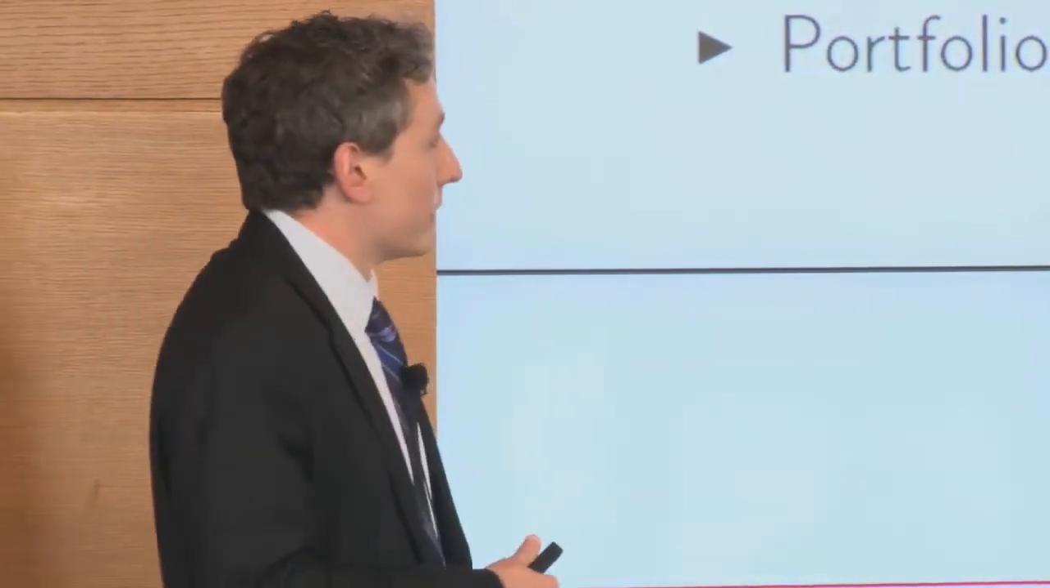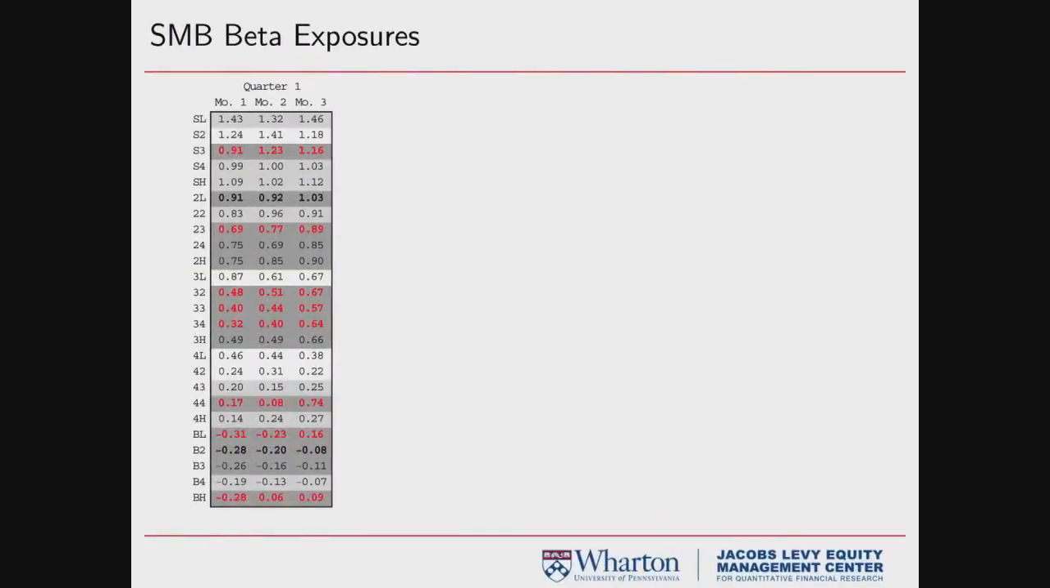So let's look at our results. Here are our results for SMB betas in quarter 1. On the vertical axis, we've got all 25 of the Fama-French portfolios, and then moving across, we've got our month 1 announcers of the triple sort, our month 2 announcers, and our month 3 announcers. Remember, our prediction here is when you announce later, you should act more like a small firm, so your SMB beta should go up.